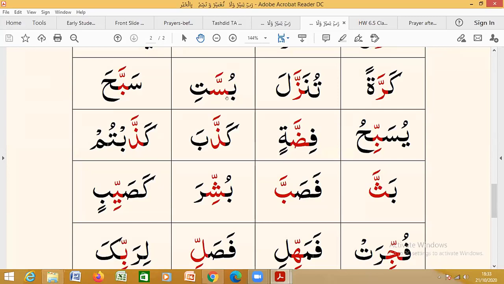Yes, the letter ba, because the dot's at the bottom, and then you have a dhamma on top of it, and then we're joining to the seen mushaddad with a fatha on top. So, bussa. Well done. Ti. Busati. Excellent. Well done. Really good, mashallah.